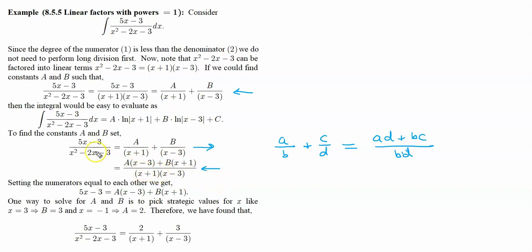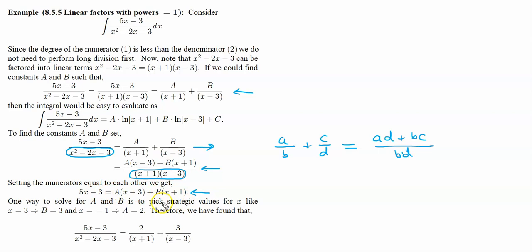Now, we see that the left-hand side is supposed to equal the right-hand side, and the denominators are exactly the same, right? This is exactly the same as this over here. So if we're going to have equality here, the 5x minus 3 must equal a times x minus 3 plus b times x plus 1. So we set the numerators equal to each other. And now let's see if we can solve for a and b.